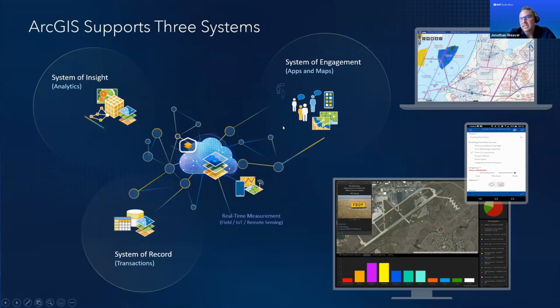And then the final one is a system of engagement. And we're probably going to spend a lot of time here in the system of engagement. So these are the apps and maps that really connect our users or our community to the information, to the data, to the understanding of that information as well in very compelling ways.